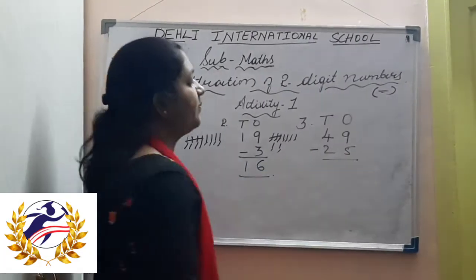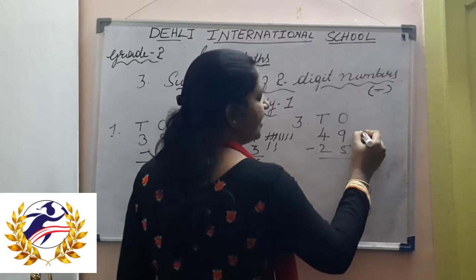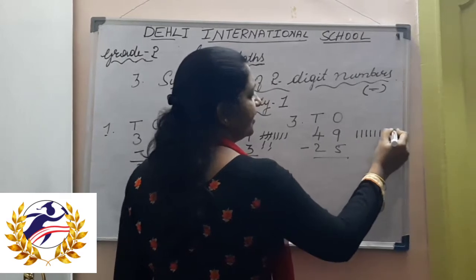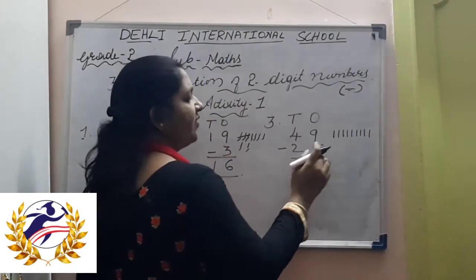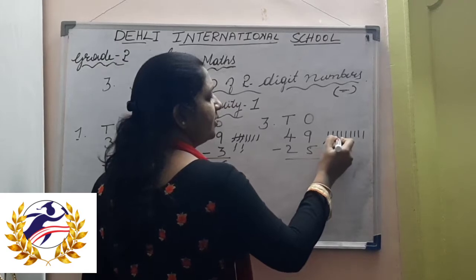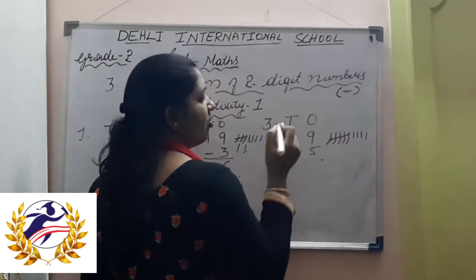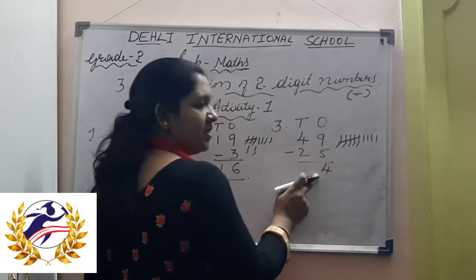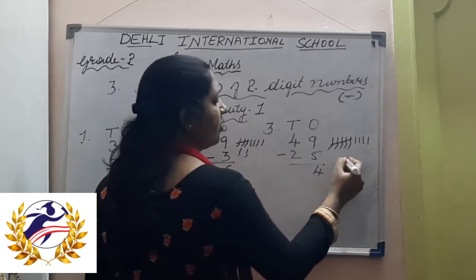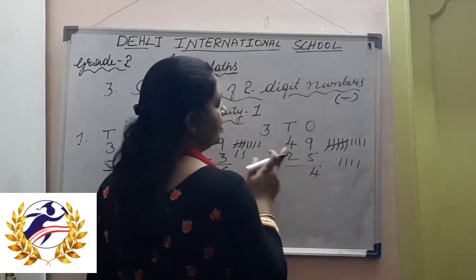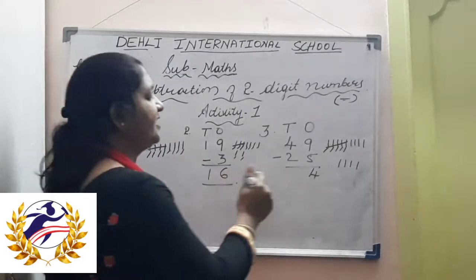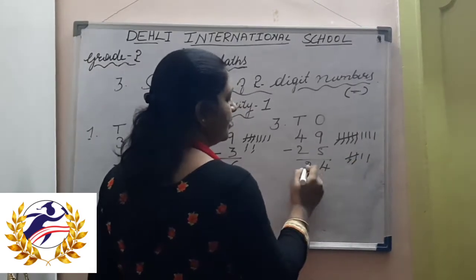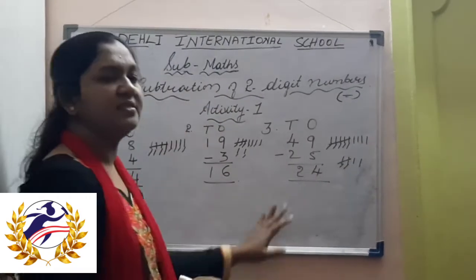Next, move to another sum. Here the given big number is 9. 1, 2, 3, 4, 5, 6, 7, 8, 9. How much do we have to take away? We have to take away 5. How much is left? 1, 2, 3, 4. 4 is left. 9 minus 5 is 4. Next, here is 4. How much do we have to take away here? We have to take away 2. The remaining answer is 2. That is 24. 49 minus 25 is 24.